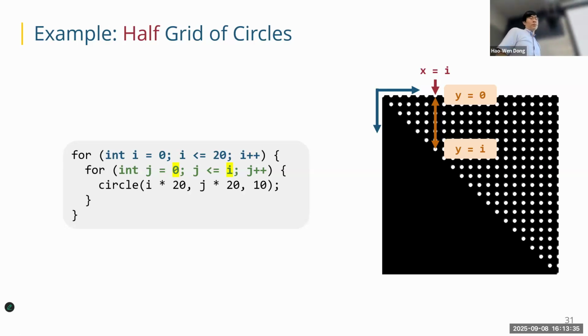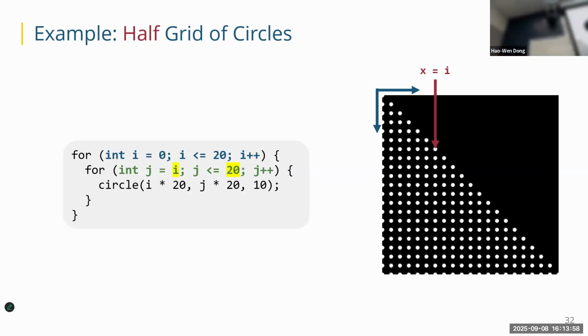So you can always compute the different index in your for loop, especially in a nested for loop. Sometimes it can become handy, especially when you are drawing these triangle shapes. And for the bottom part, now you do i to 20. So you go from y equal i to y equal 20. So you don't plot the first several y.